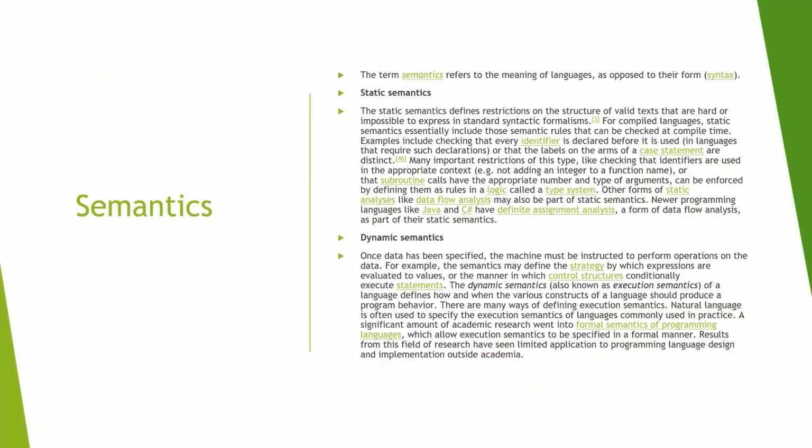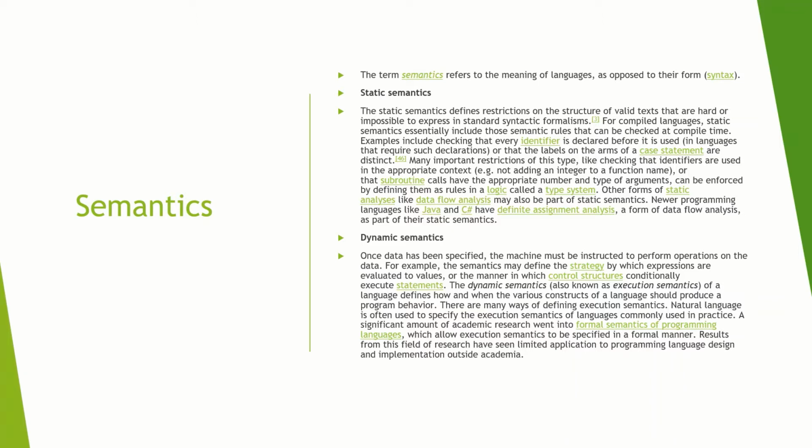Okay, so now we move on to semantics. What is semantics? The term semantics refers to the meaning of language as opposed to its form, syntax. This basically summarizes the meaning of what your syntax says. Syntax can be, like I said, descriptive in the form of video, image, symbols, etc. There are two types of semantics: static semantics and dynamic semantics.